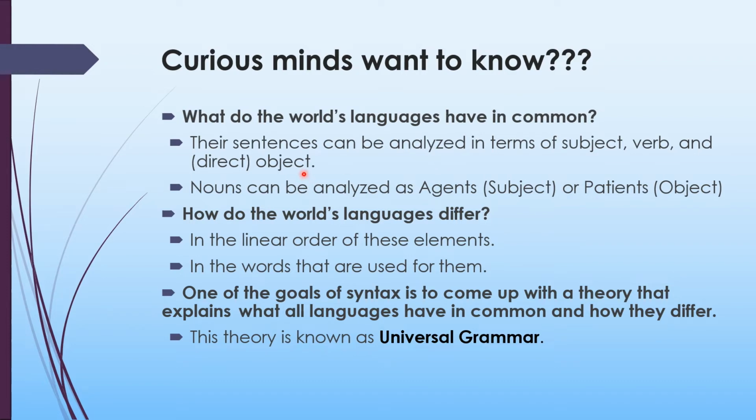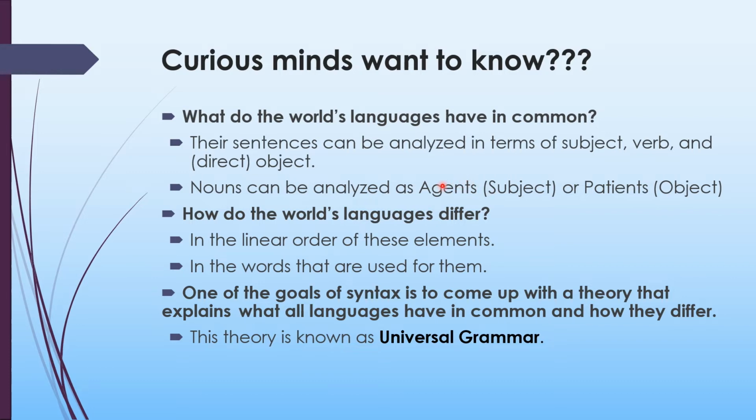And of course, if you look at here, you will find this interrogative sentence, and you will find this thing, subject, verb and object. And nouns can be analyzed as agents, as subjects, or patients as object. So we will have subject and object and verb in almost all the sentences, and that is one of the common things in all of the world's languages.